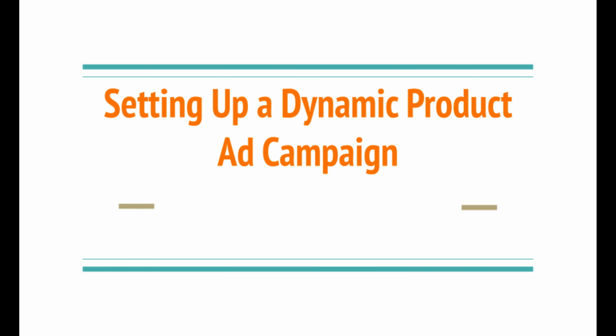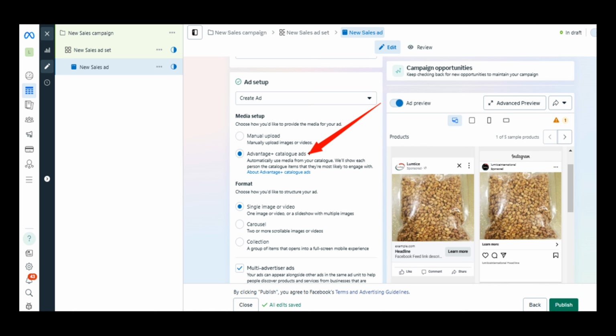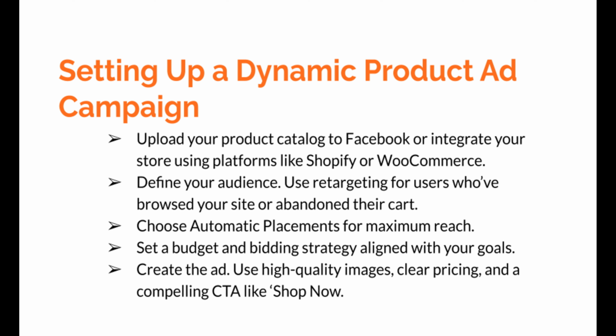Let's create a dynamic product ad for your e-commerce business. Go to Ad Manager and choose the sales objective. Select the catalog sale option. Upload your product catalog to Facebook or integrate your store using platforms like Shopify or WooCommerce.